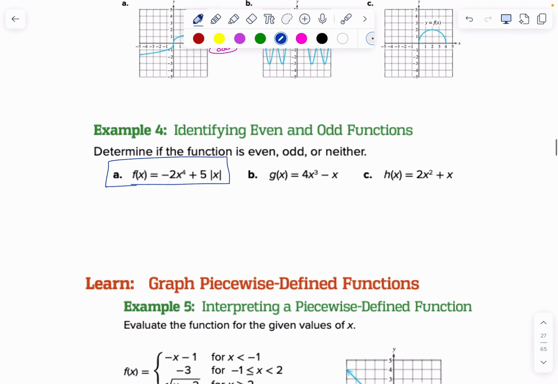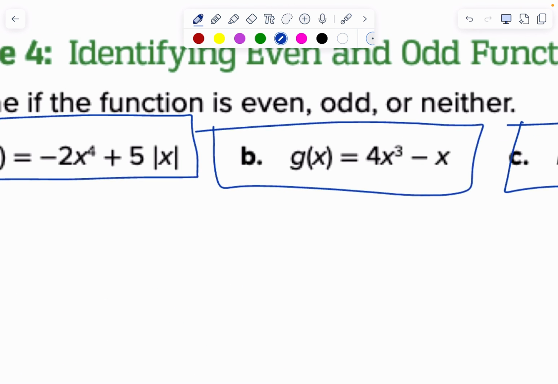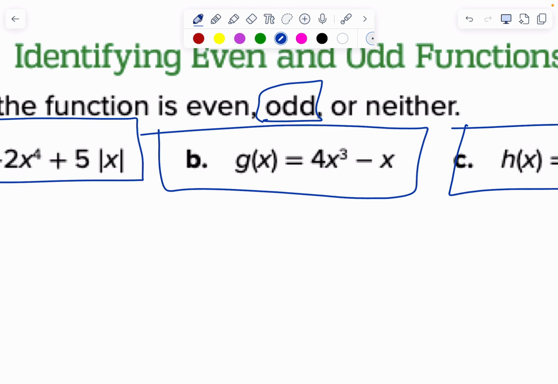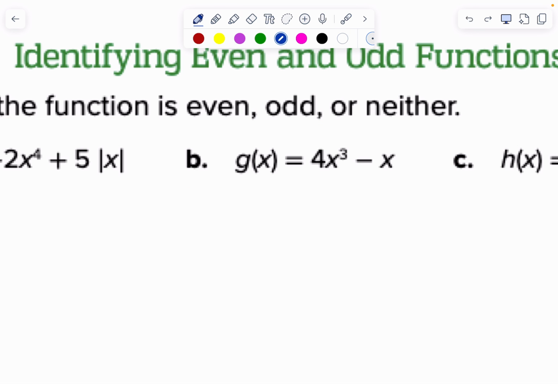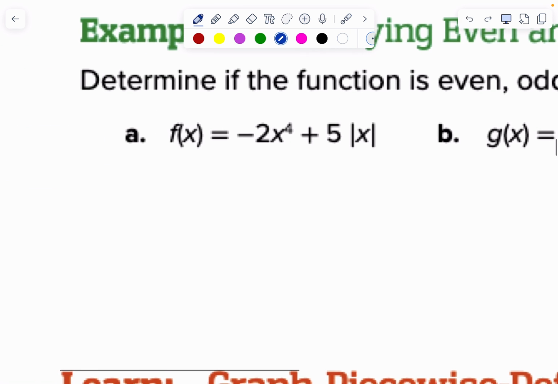Okay? We need to look at these functions and figure out whether they're even, odd, or neither. Now, I told you that odd was typical of y equals x to the third, right? But does every x to the third powered function make it odd? For example, if I take that x to the third power and I move him to the right, does he have origin symmetry now? No. So not every x to the third powered function is going to be odd, true? Same thing with every even powered function being even, right? So how do you know without graphing?